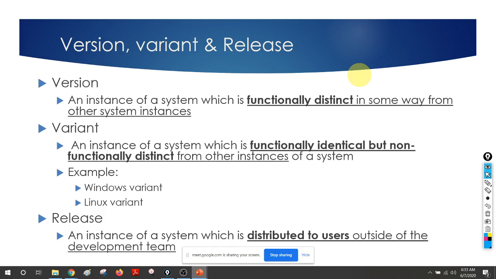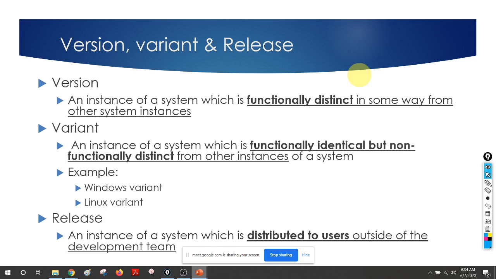You know that when you are downloading software, you might say, okay, I am downloading Laravel, this particular version, 4.0 version, 4.1 version, or JDK, version 12, version 12.1. So that means it's a functionally distinct particular release, right? So that is called version.